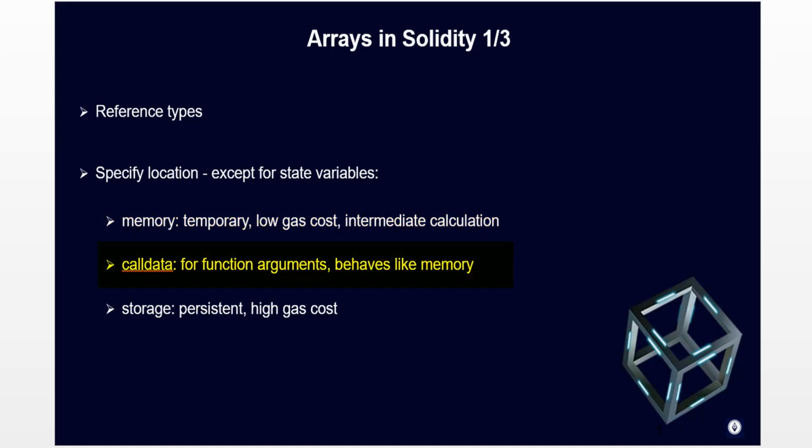And finally, calldata is a special data location that is only available for function arguments. Calldata is even cheaper than memory, and it prevents data from being modified. Otherwise, calldata behaves exactly as memory.